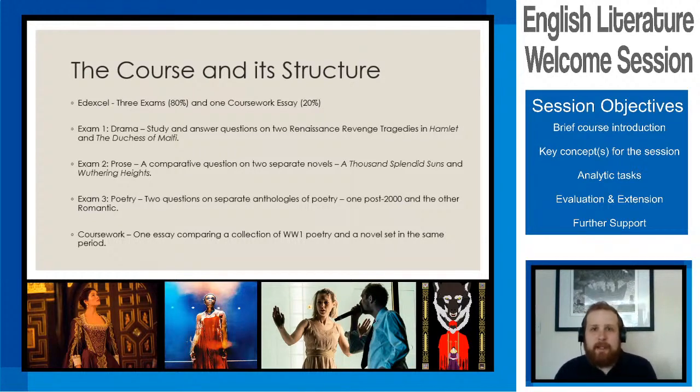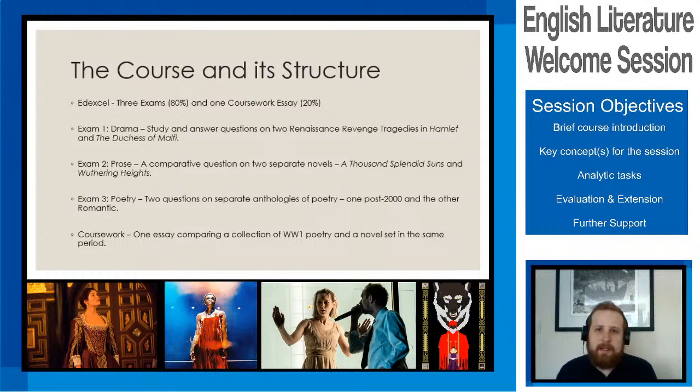The second exam is a prose exam, so it's a novel-based section, and that is looking at 2 texts. One of them is the more contemporary A Thousand Splendid Suns, and the other is Wuthering Heights. Those are compared around themes of women's experiences.